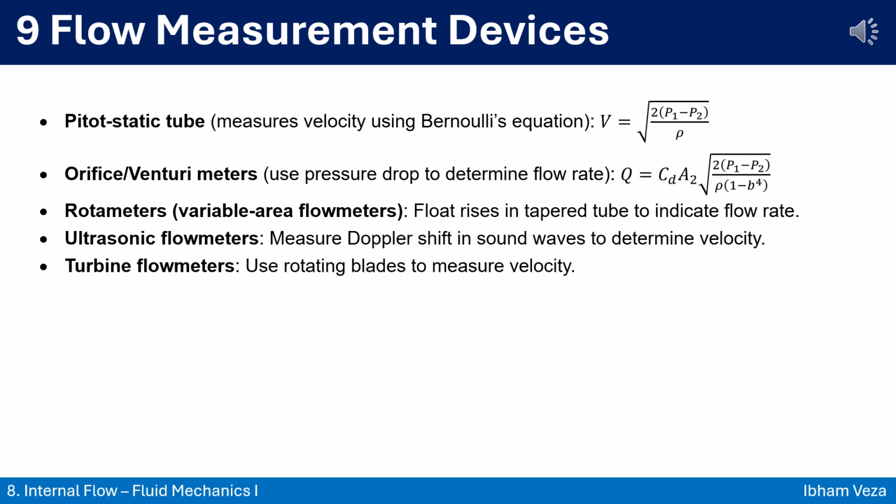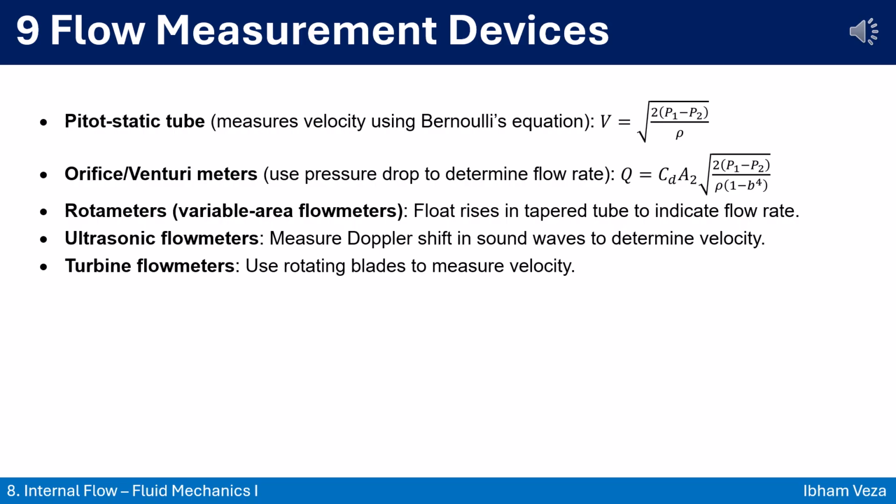To measure flow rate rather than just velocity, we turn to devices like orifice meters or Venturi meters. These use the pressure drop caused by flow constriction to compute the volumetric flow rate. The equation includes a discharge coefficient and accounts for the geometry of the restriction. They're compact and commonly used in industry. Rotometers are another approach. These are variable area flow meters where a float rises in a tapered tube in proportion to flow rate. They're great for visual and real-time flow indication, especially in low-tech setups.